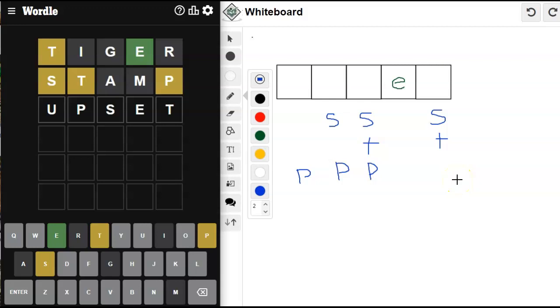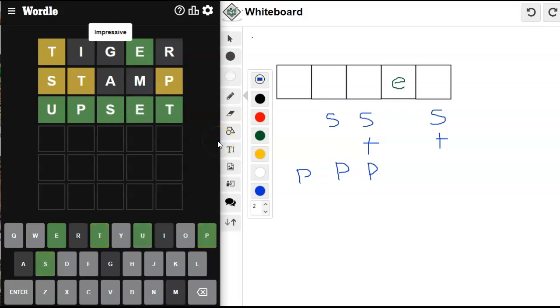But if I try this and it doesn't work, it helps me to place the S and the T. And oh, it helps me place the P. And it gives me another vowel to try. I'm going to go for it. Yes.